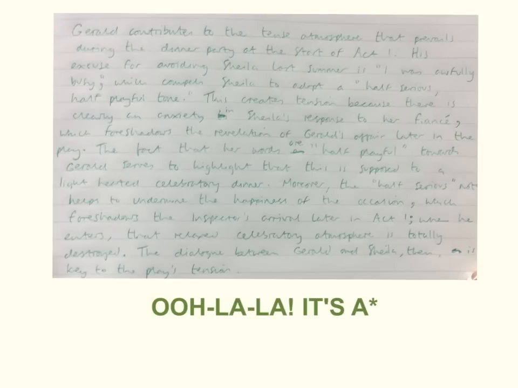Gerald contributes to the tense atmosphere that prevails during the dinner party at the start of Act 1. His excuse for avoiding Sheila last summer is, "I was awfully busy," which compels Sheila to adopt a half-serious, half-playful tone. This creates tension because there is clearly an anxiety in Sheila's response to her fiancé, which foreshadows the revelation of Gerald's affair later in the play.